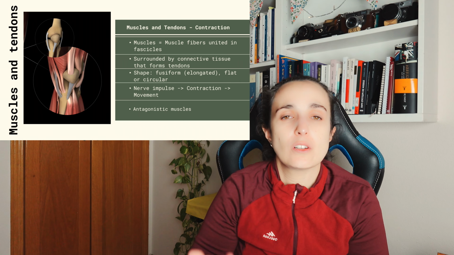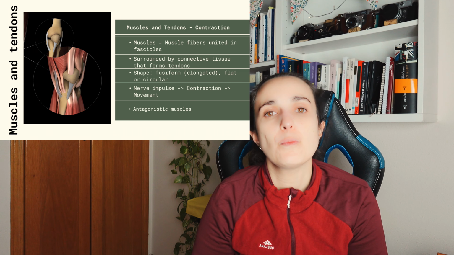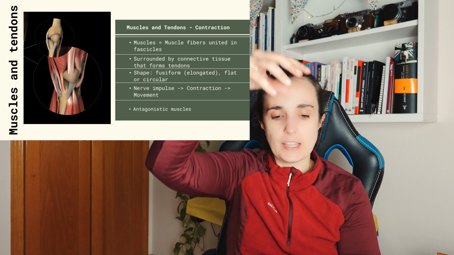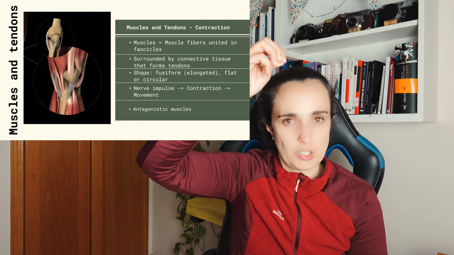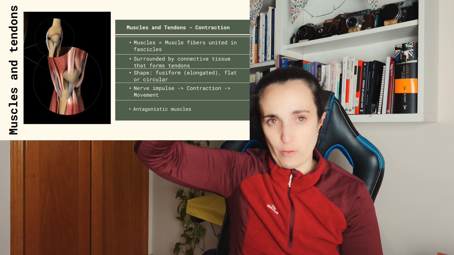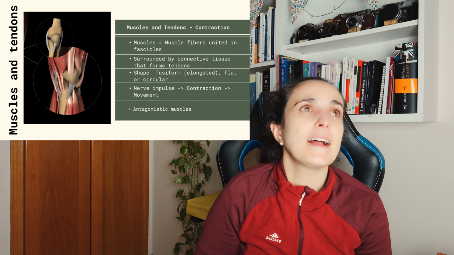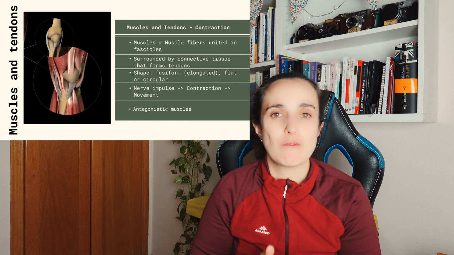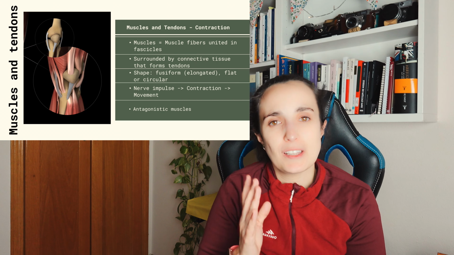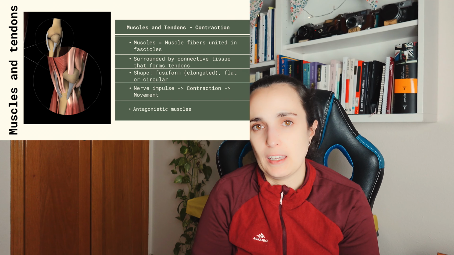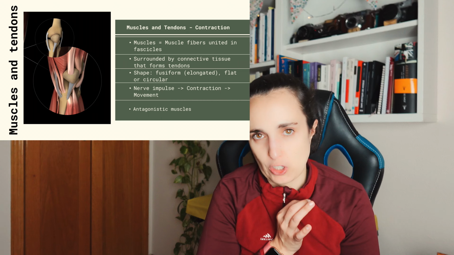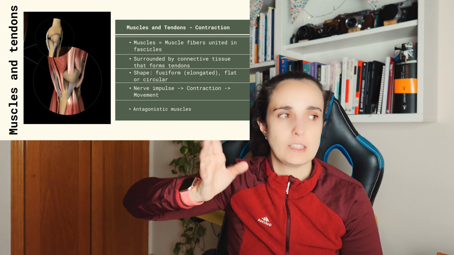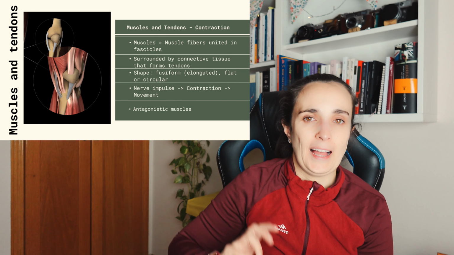And it's also connective tissue. And usually they have an elongated shape called fusiform shape, okay? Like the form of a fuse. And there are some other possible shapes. They could be flat or circular, depending on the shape of the bone and the specific function. But normally all our muscles are elongated, so they have this fusiform shape.